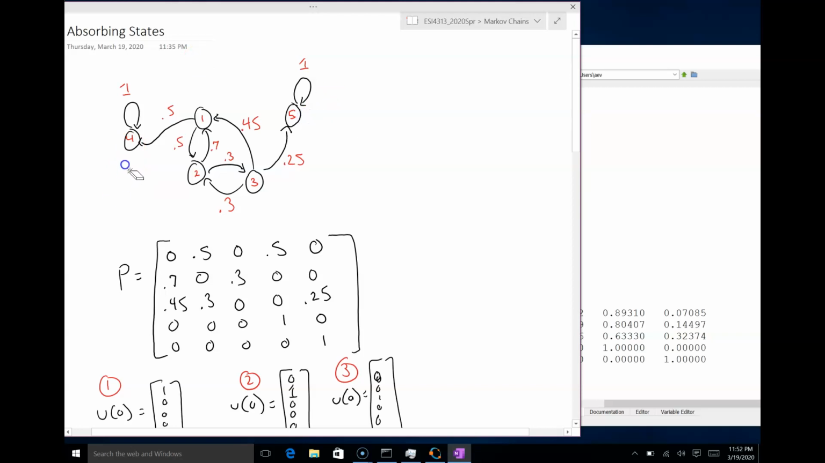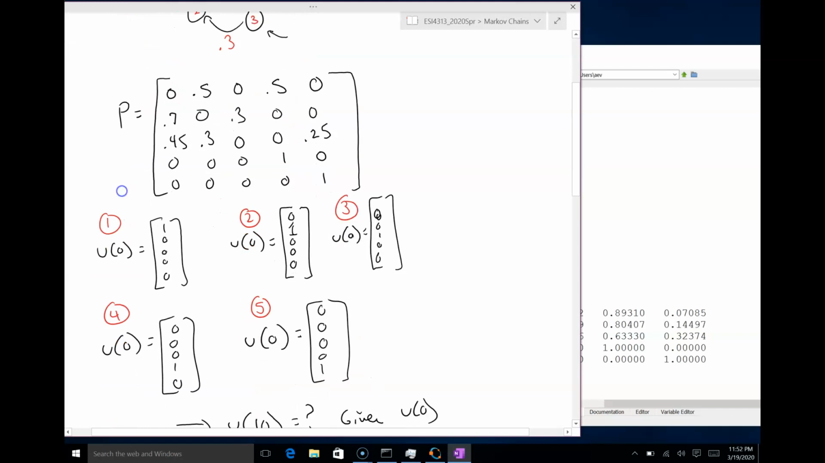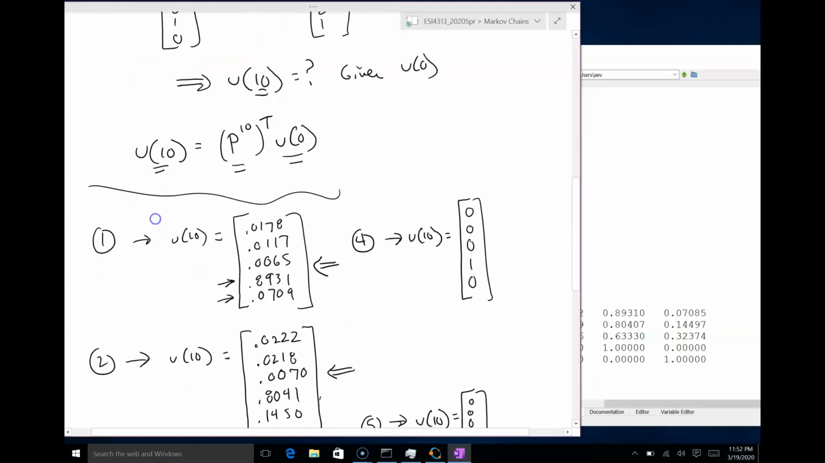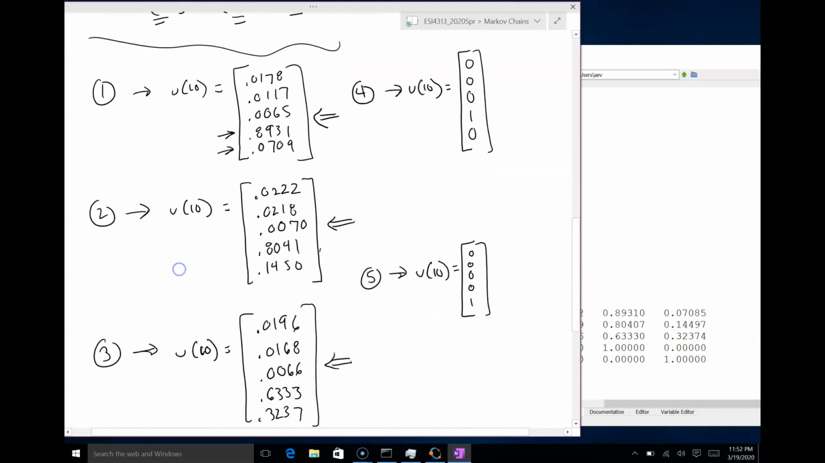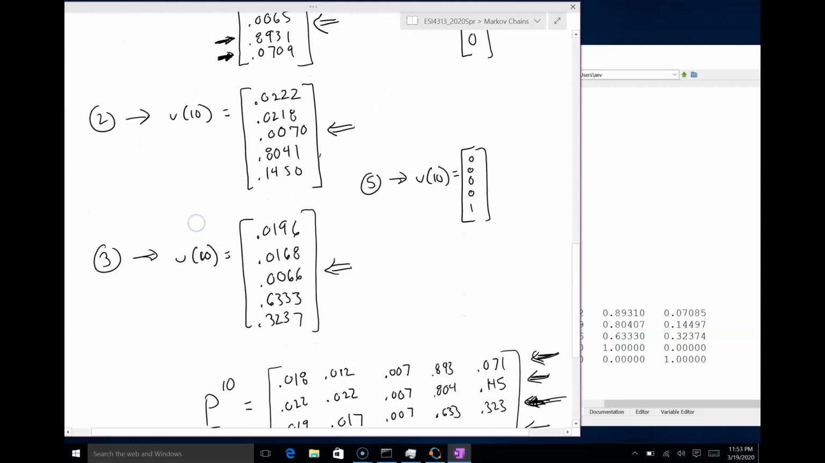Let's see what happens if you compare that. Let's say if you started in state 3. Where are you more likely to end up? You're probably still more likely to end up in state 4, but I bet you the probability of being in state 5 is still much closer. So let's look at that. So before we had 0.89 and 0.07. Okay. Here we see the probability of ending up in state 5 is actually a lot larger.